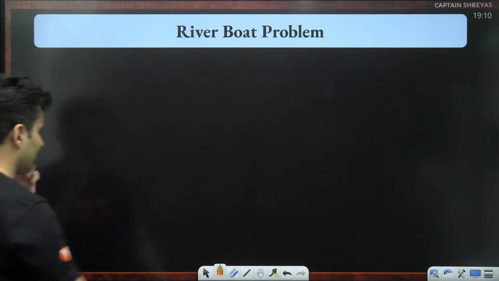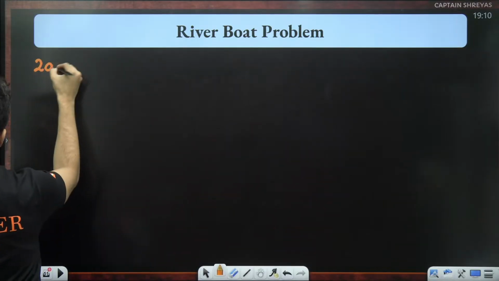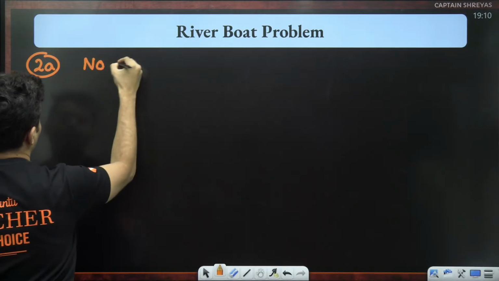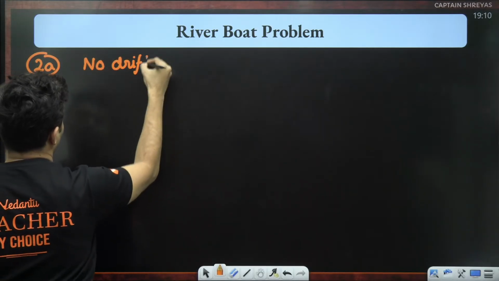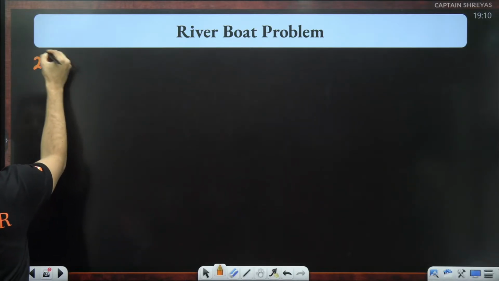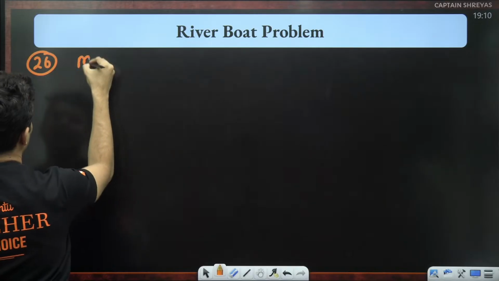What is the second case? There are two sub cases in that. No drift at all. And then the third case, which is also the sub case for the second one, is minimum drift.